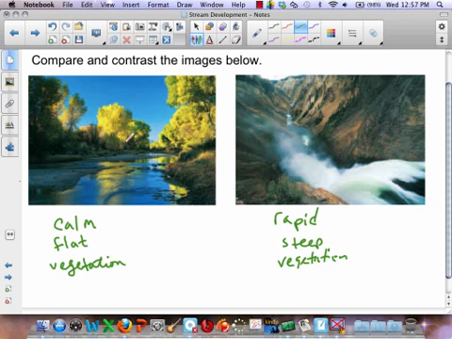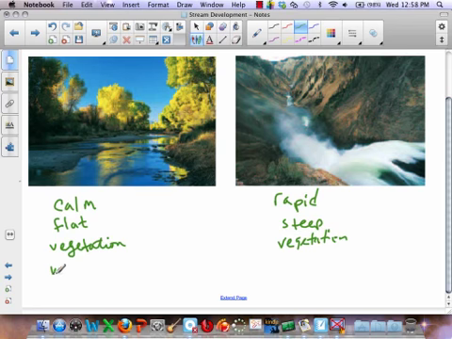Okay, guys, some other things we noticed. One's wider than the other. Which one's wider? The one with the bushes. All right, so that's wide, and this is very narrow. Good. Calm and rapid, small and wide. Learning our opposites today.